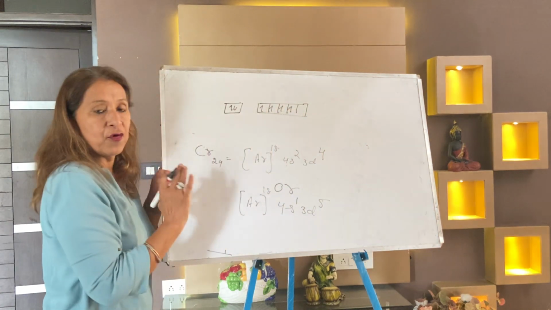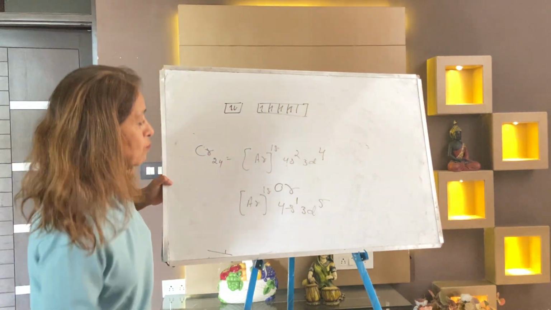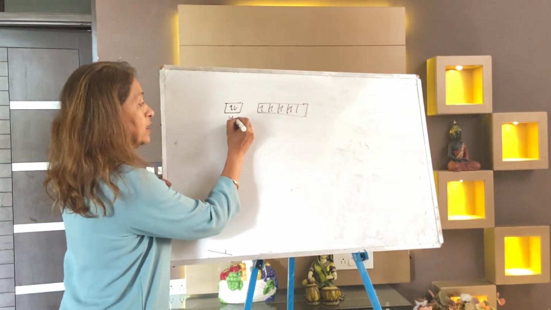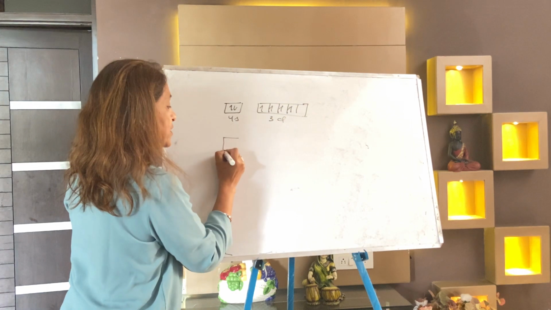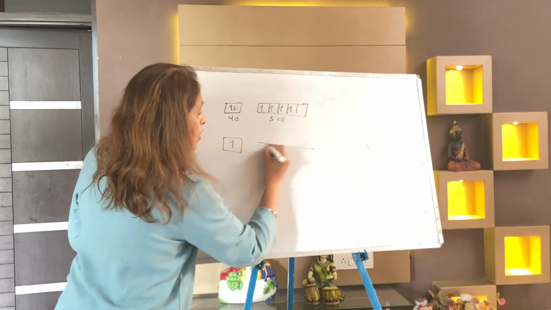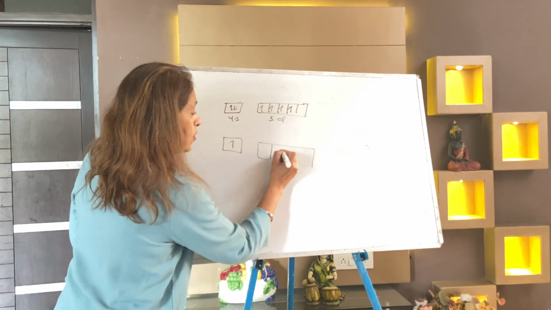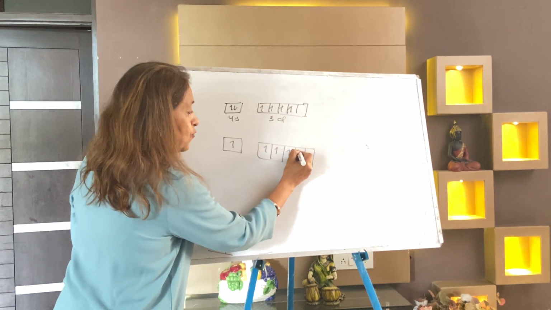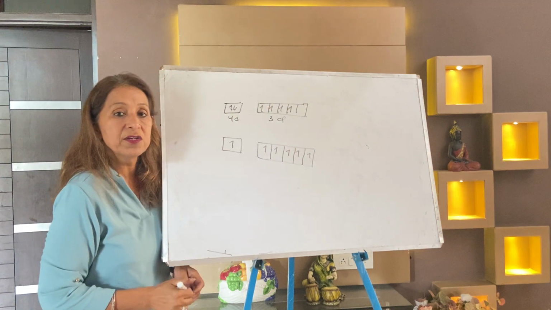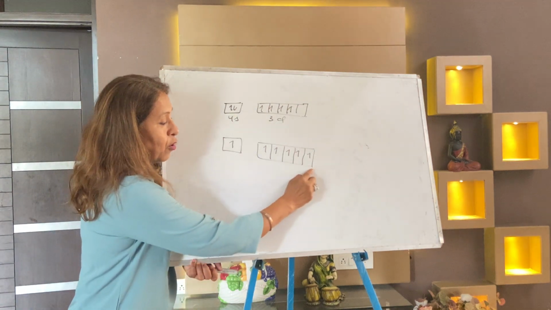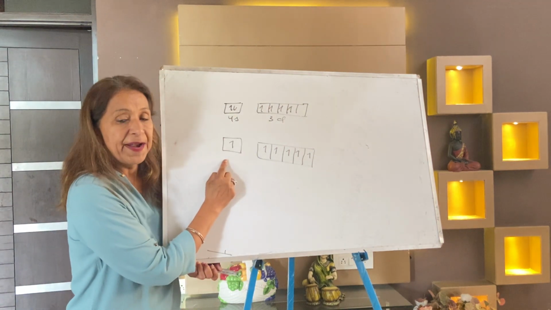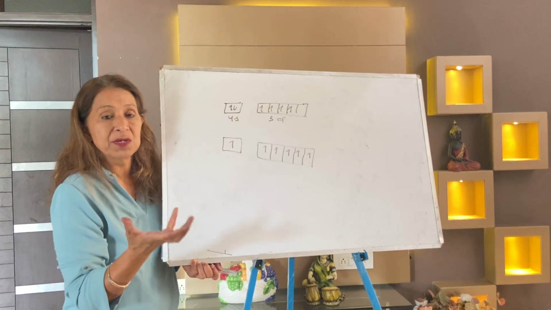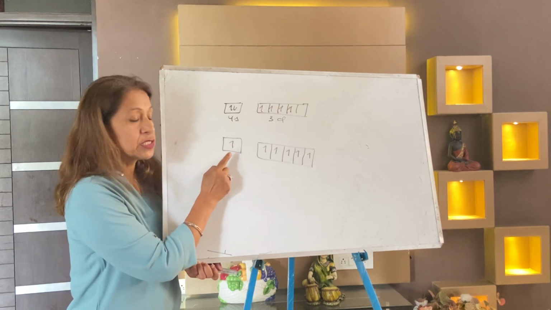It was the old 4s2 3d4. But the moment you shift one electron from 4s to 3d, let us check what will happen. 4s1 and 3d5. 1, 2, 3, 4 and 5. Now you can see it looks so beautiful. All the orbitals are partially filled, and remember, when all the orbitals are partially filled, it brings more stability to the atom. So very much stable.